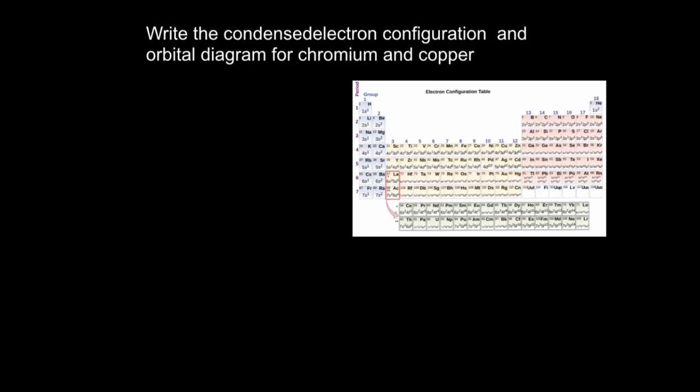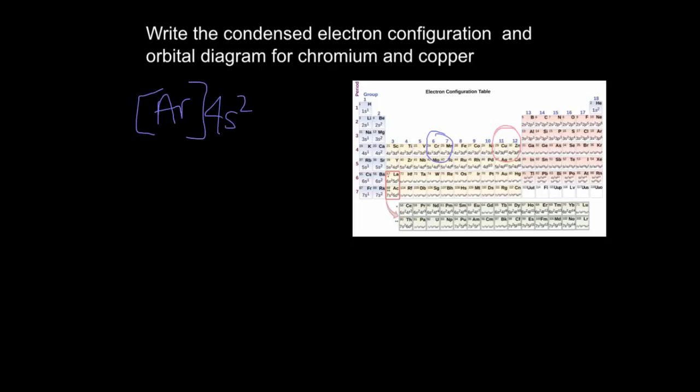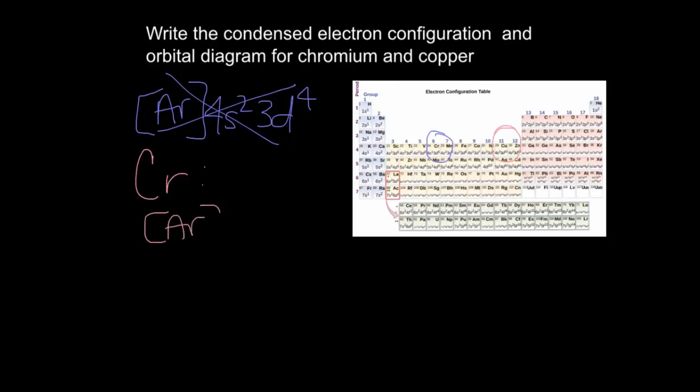Because half-filled sublevels and fully filled sublevels are slightly more stable, we see some pretty important exceptions to the Aufbau principle. Two important exceptions to the Aufbau principle are chromium and copper. If we were to write the condensed electron configuration for chromium, we would say that it's argon, 4s2, 3d, 1, 2, 3, 4. But because it's better to have a half-filled sublevel than a partially filled sublevel, the actual electron configuration for chromium is argon, 4s1, 3d5. So this is an important exception to the Aufbau principle.